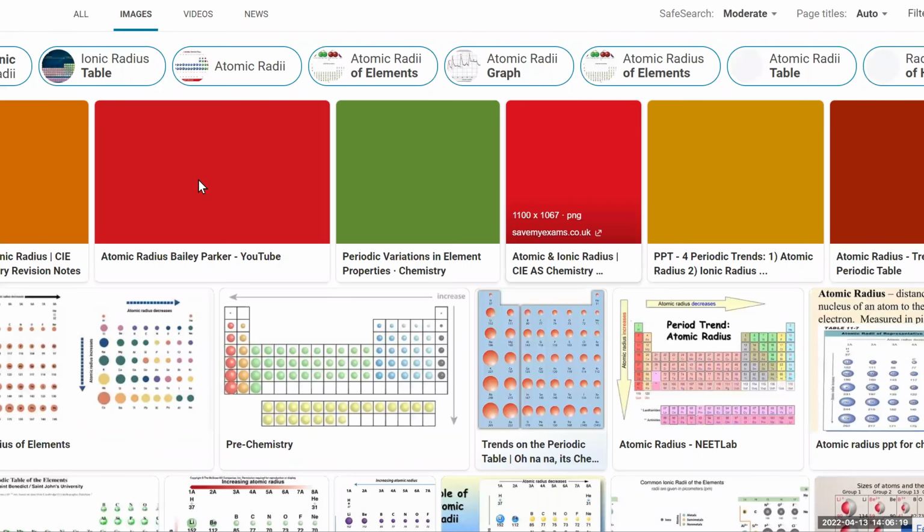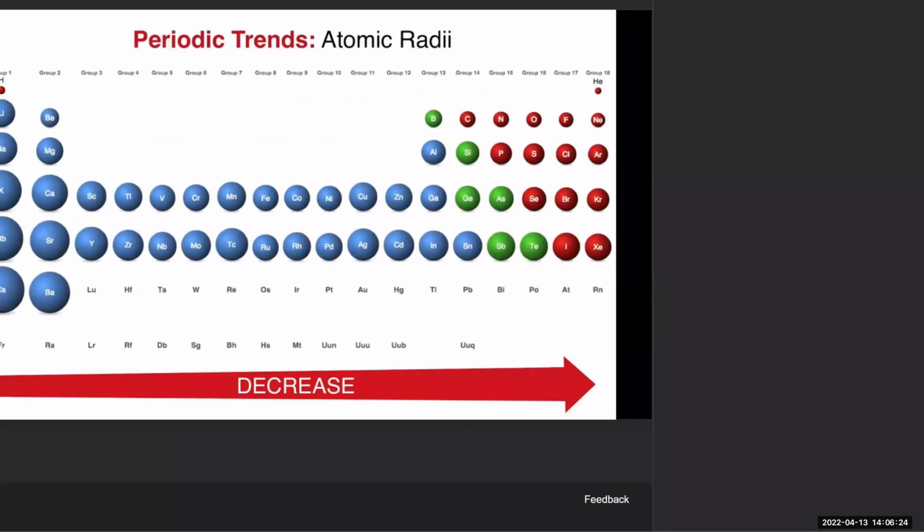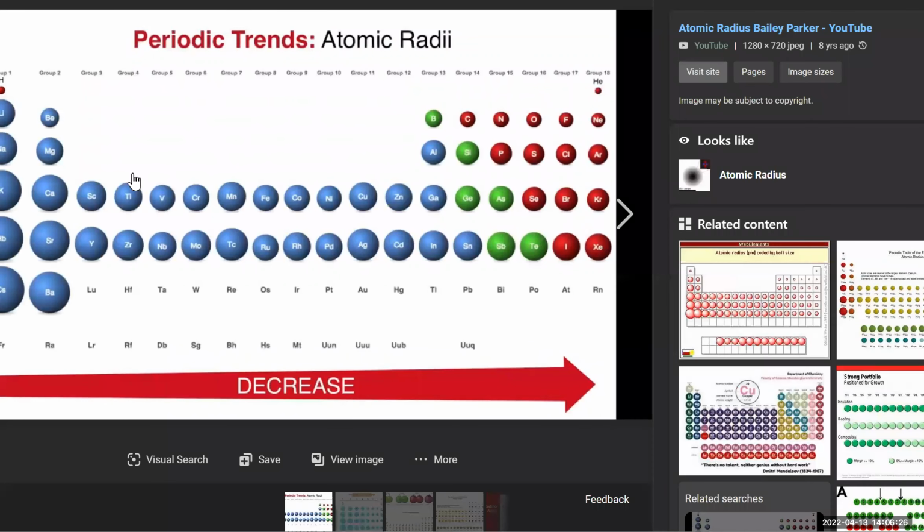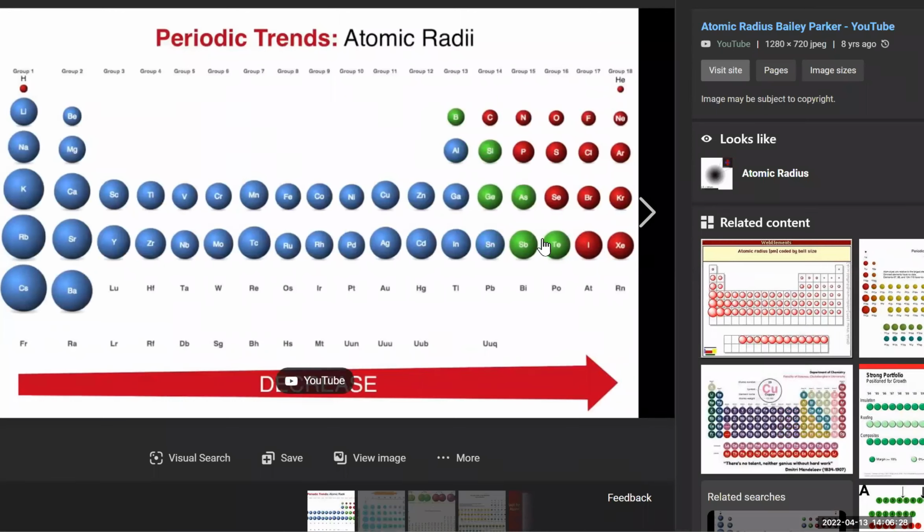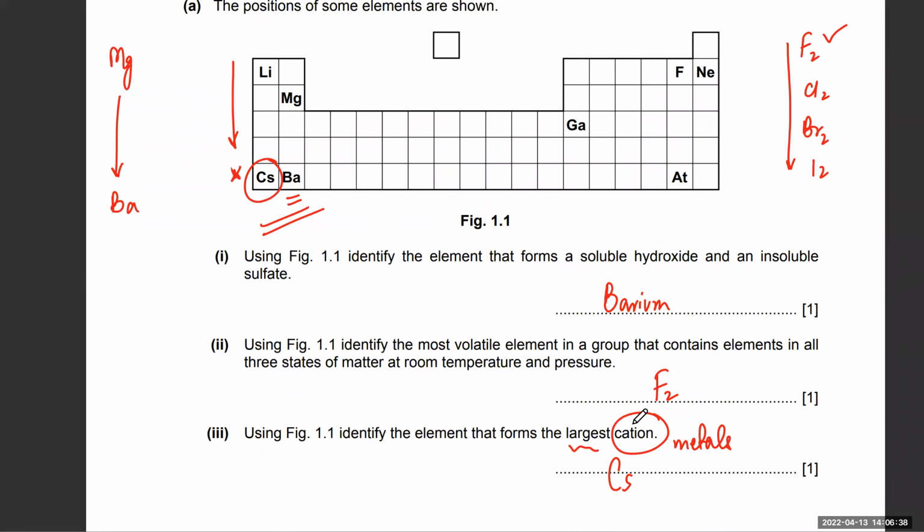Okay, let's have a look at this one. Remember, your atomic radius decreases to the right because you have more protons. For example, sodium over here has 11 protons. Chlorine on the other side has 17 protons. So that will be the answer. The largest cation would be this one.